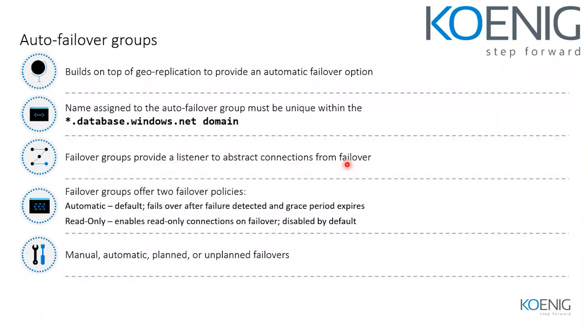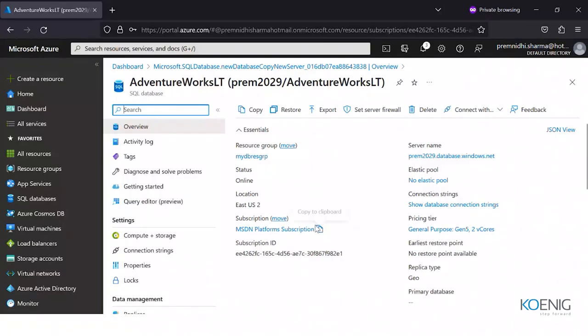So the listener receives incoming calls and hands them over to a specific node or specific database. Failover group offers two failover policies, automatic and read only. The default fails over after failure is detected and the grace period expires. So that is the automatic. Read only enables read only connection on failover, disabled by default. Read only means the secondary instance or secondary database is available for read only purposes. Let's see, guys, how it's working.